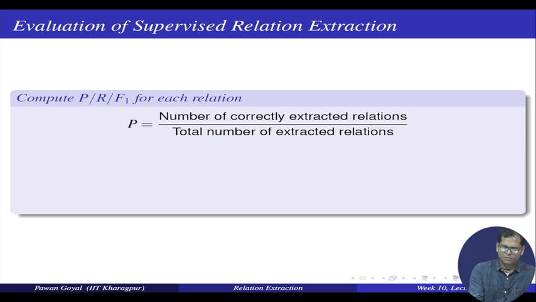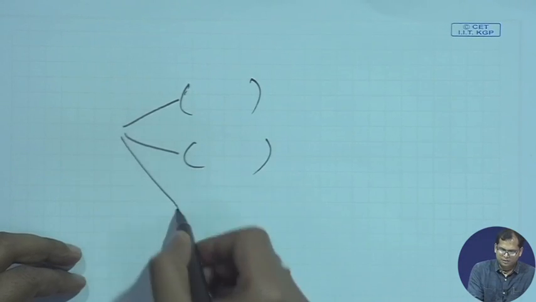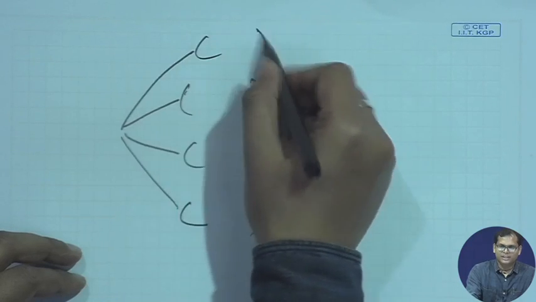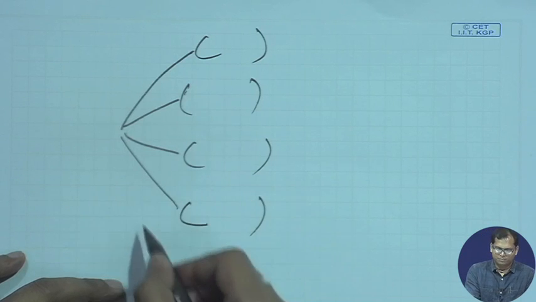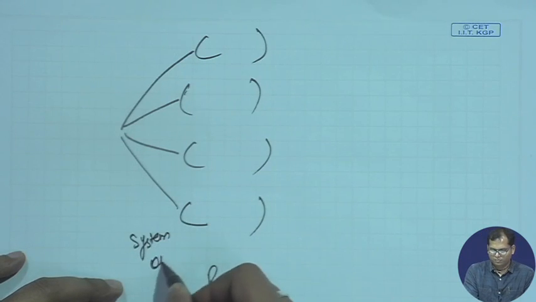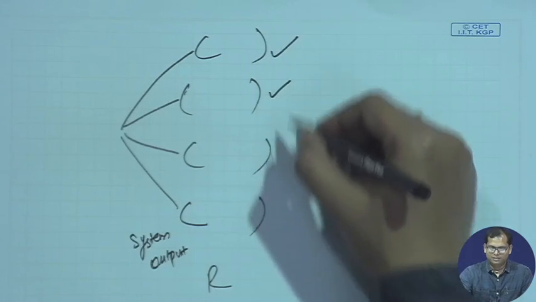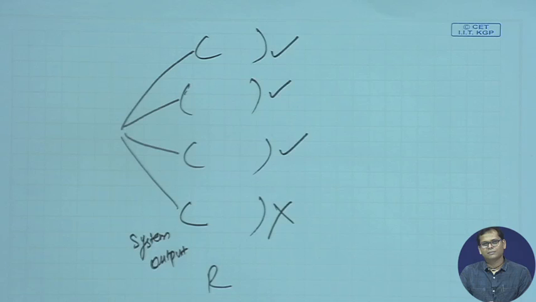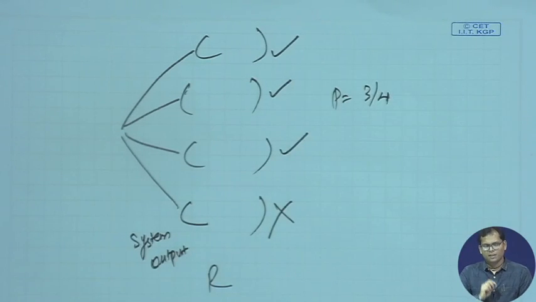Suppose my system is saying that these pairs of entities are connected by a relation R. This is the output of my system. Now from a gold standard, suppose I know that this is correct and this is incorrect. The system gave 4 outputs, 3 are correct. So my precision here will be 3/4. This is a very important metric: my system should have high precision. Whatever relation it is predicting should be correct.